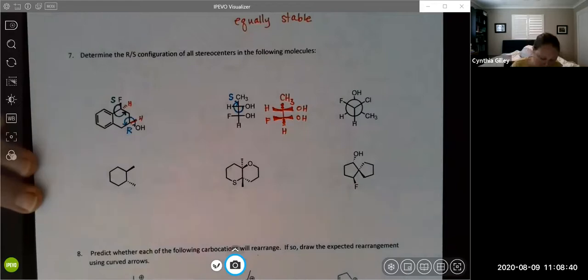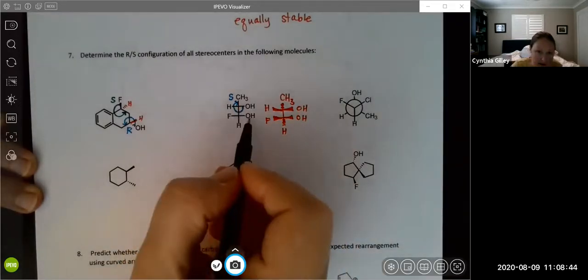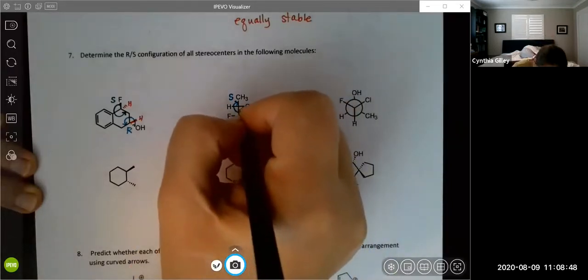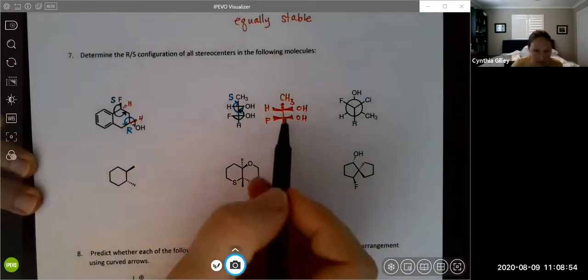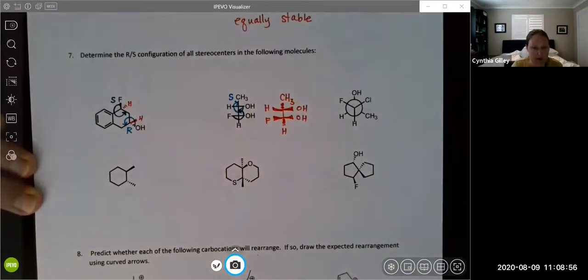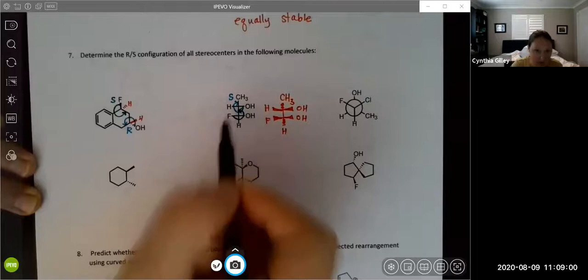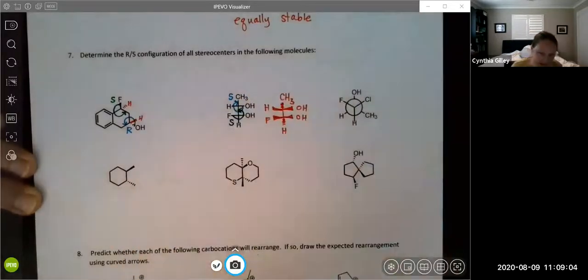On the bottom here, the fluorine actually has the highest priority, then the oxygen, then the carbon. So fluorine, oxygen, carbon. I'm going to draw my arrow like that. Now the hydrogen is pointed back, which is the 4th priority group, and we want it pointed back. And so when it is, then this counterclockwise rotation remains S.